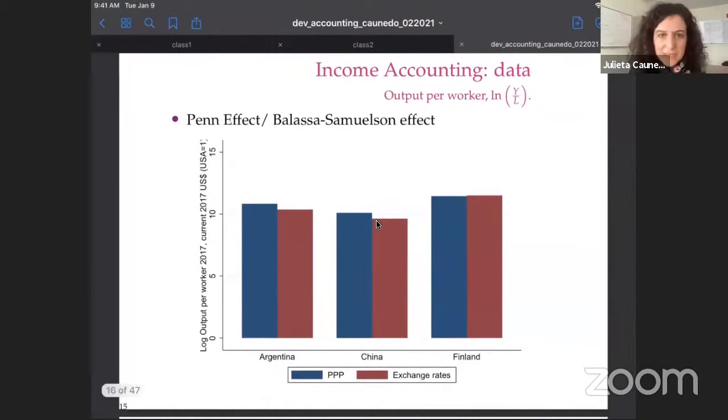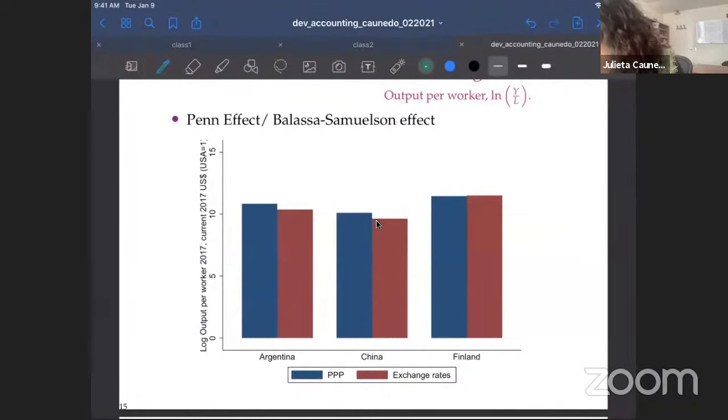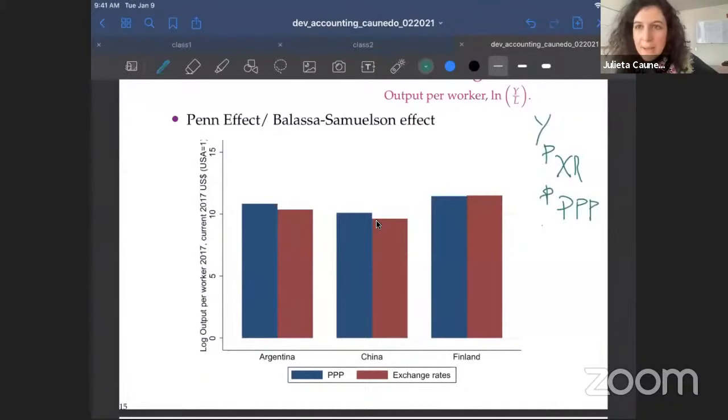This is what is called the Penn effect or the Balassa-Samuelson effect. So this is what I did. I took output in current dollars, as reported in the Penn World Table, in a country. In this case, I picked Argentina, my country of origin, China, and Finland, a rich economy, okay? And then I did two things. I could turn this into common units using the exchange rate or using the PPP deflator, okay? Now, what you see is that in relatively poor countries like Argentina and China, GDP looks bigger when you deflate with PPP than when you deflate with exchange rates.